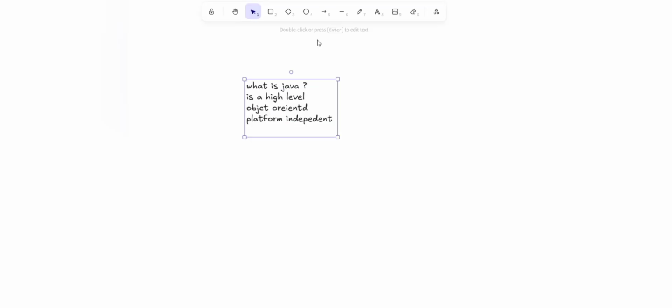So what is object oriented? I have told you about the high level and platform independent. What is object oriented? We'll see now. So basically, Java follows object oriented programming, commonly known as OOPS. So in OOPS, everything is represented in the form of objects. So basically, you consider an example, the world.